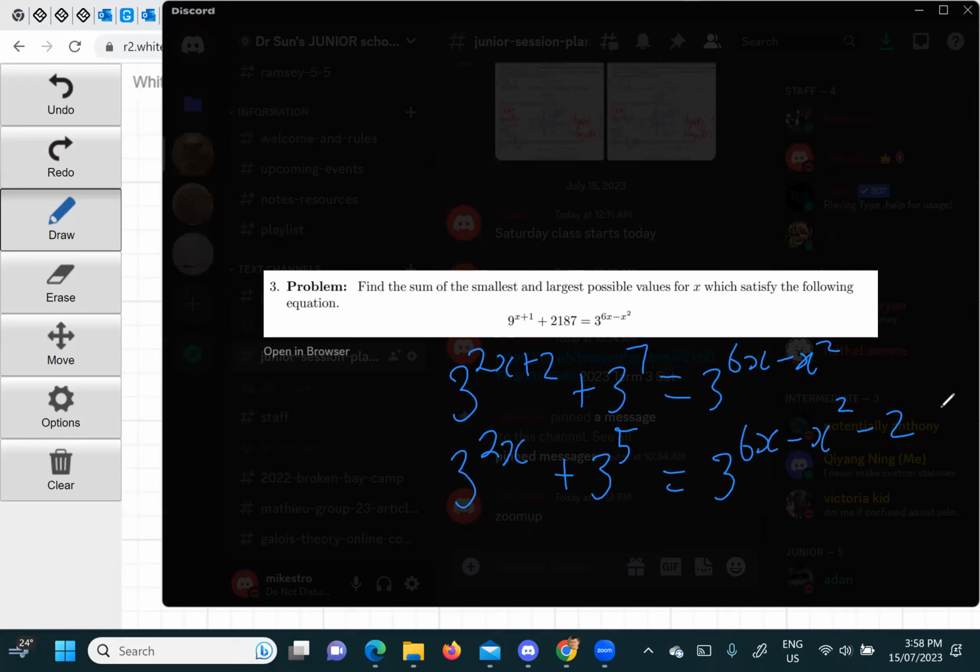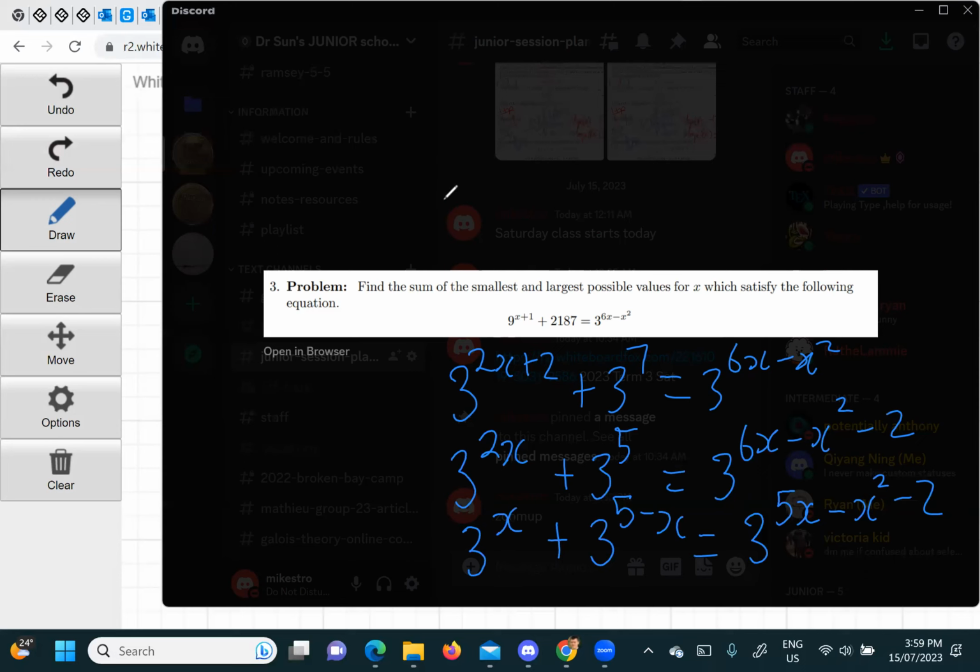And then what you could do is take minus x from both sides. So you got 3 to the x plus 3 to the 5 minus x equals 3 to the 5x minus x squared minus 2. You see, now you have the 5 in there. And I guess the whole point of doing this is you want the thing to be symmetric with respect to 5, x and 5 minus x.